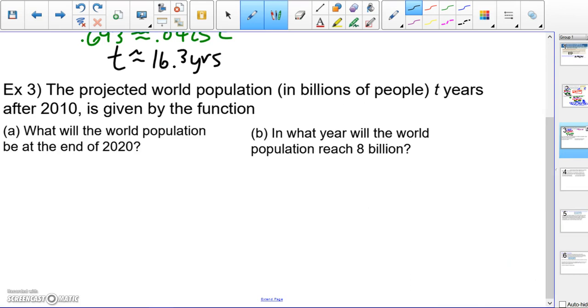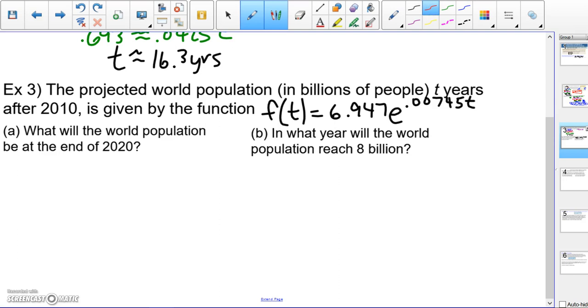Example 3: The projected world population in billions, t years after 2010, is given by the function. I didn't give you the function, so let's do that now. F of t equals 6.947 e to the 0.00745 t. So that's your model, modeling the projected world population. Part A says, what will the world population be at the end of 2020?